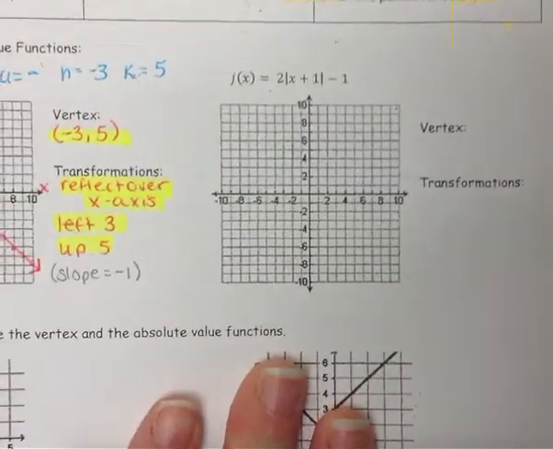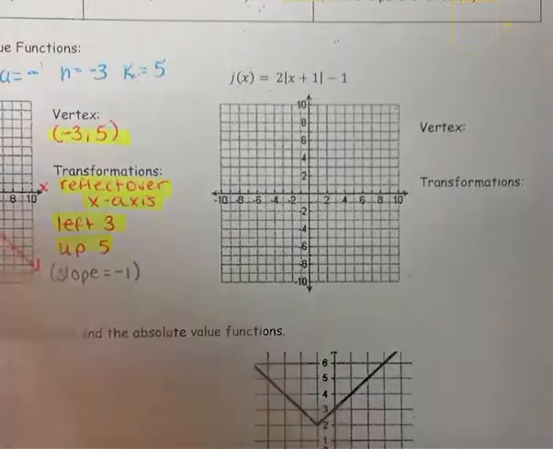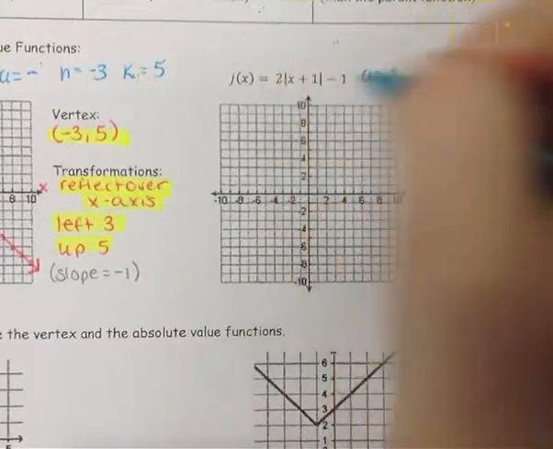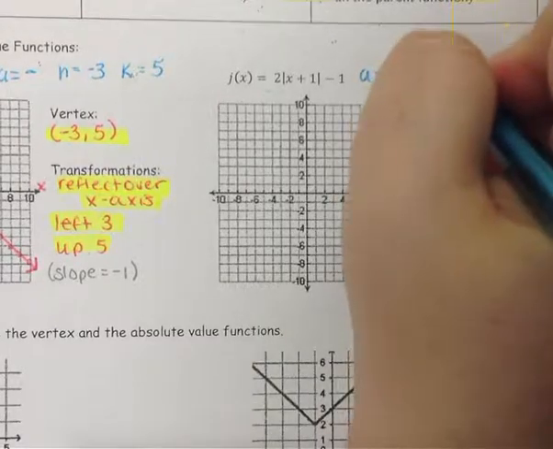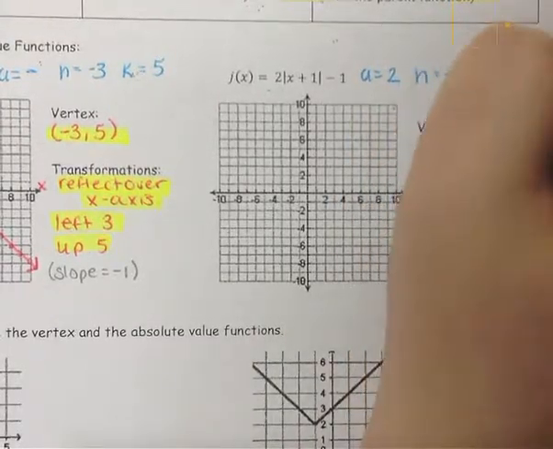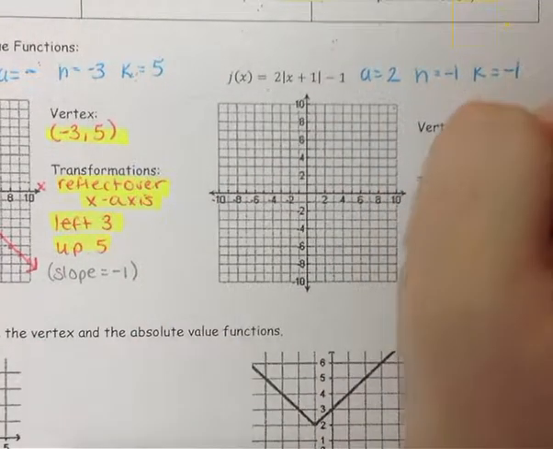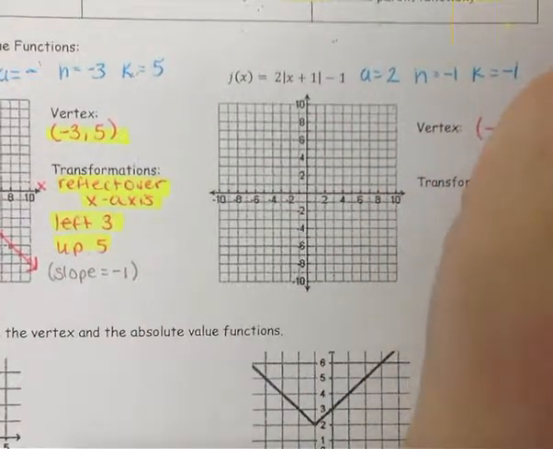So this next example, again, we're going to do it without a calculator. The A is a positive 2. The H is going to be a negative 1. And our K is also a negative 1 from the outside. So our vertex is at negative 1, negative 1.